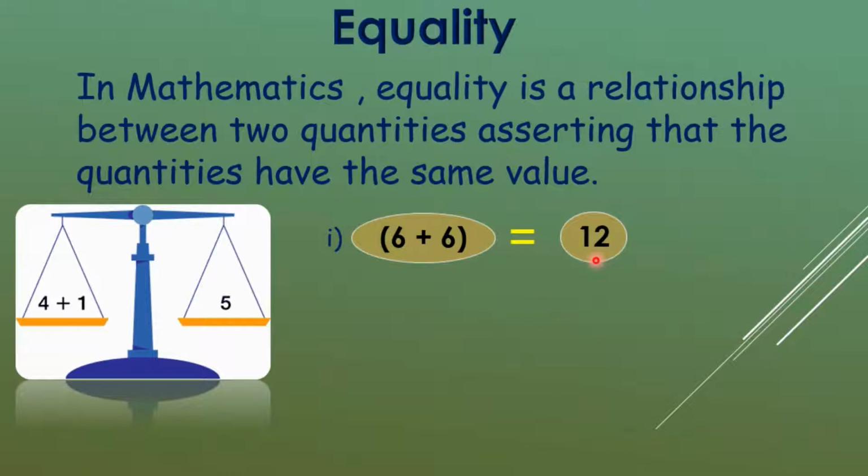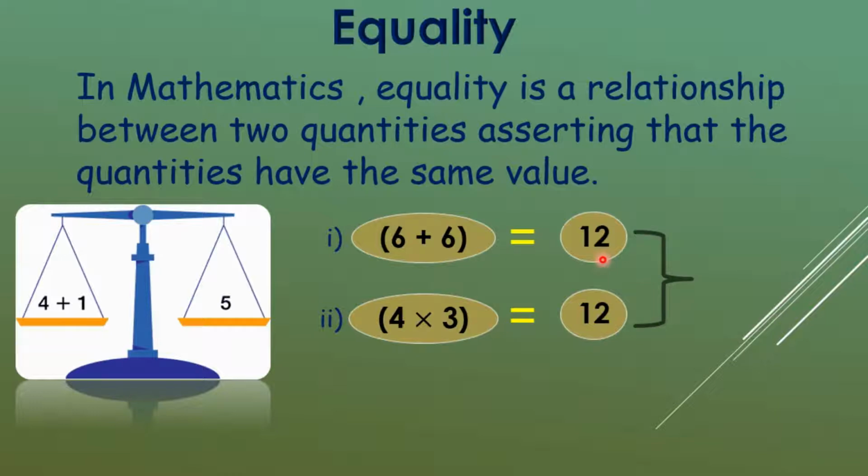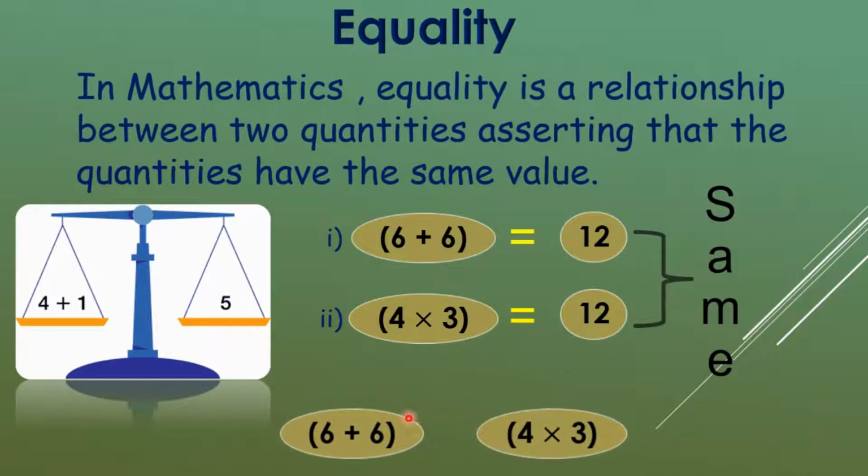We have one more expression, 4 into 3, and the value of this expression is 12. So as you can see, the value of these two expressions is 12, which is the same. So we can say these two expressions, 6 plus 6 and 4 into 3, are equal. So this kind of representation of expressions is called an equality.